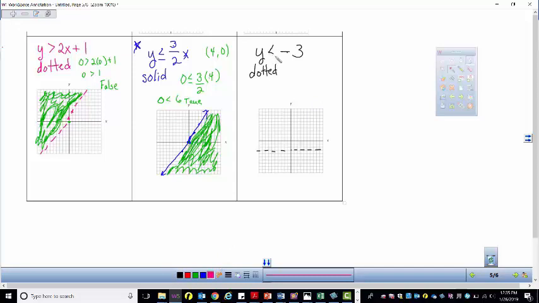And then I need a test point. Let's just do a test point. Let's use 0 again. But this time I only have the y value, so I only have to put 0 in for y because there's no x. So I get 0 is less than negative 3. And you decide if that's true or false. Well, 0 is not smaller than negative 3. 0 is actually bigger, so this would be false. 0 was above the line, and it was false, so I need to shade below the line.